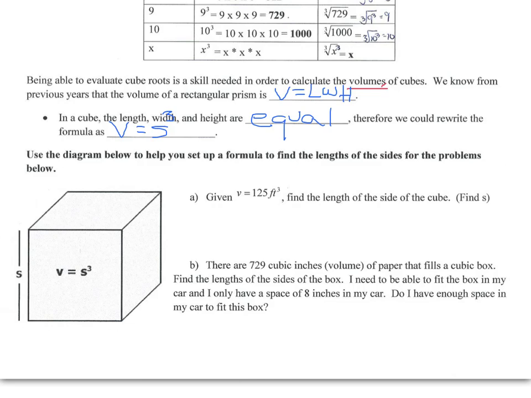Very first thing I'm going to do is rewrite the formula. So volume equals side cubed. Again, I know I can just use the side to the third power, because it tells me it's a cube. All sides are equal. It also tells me that the volume is 125 cubic feet. So in the V space, I can put 125.